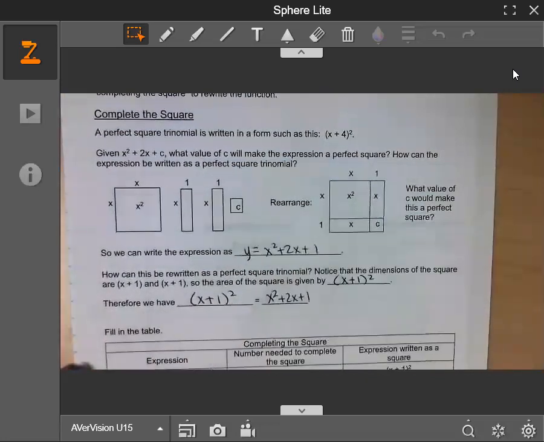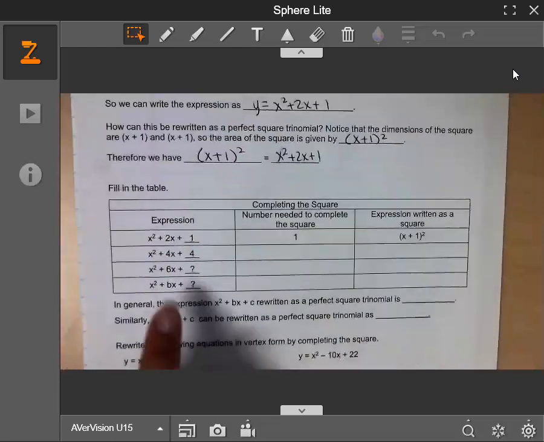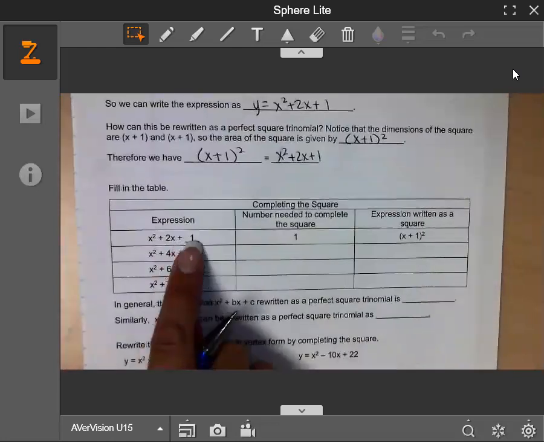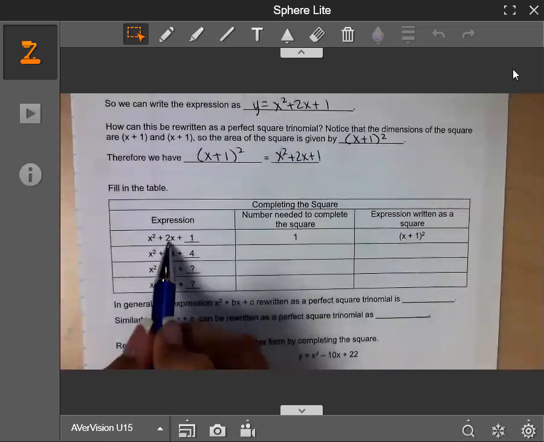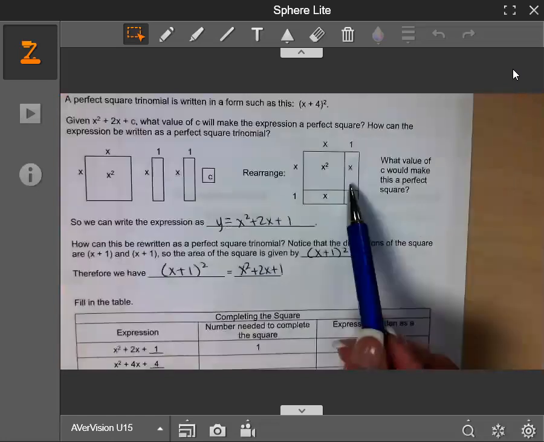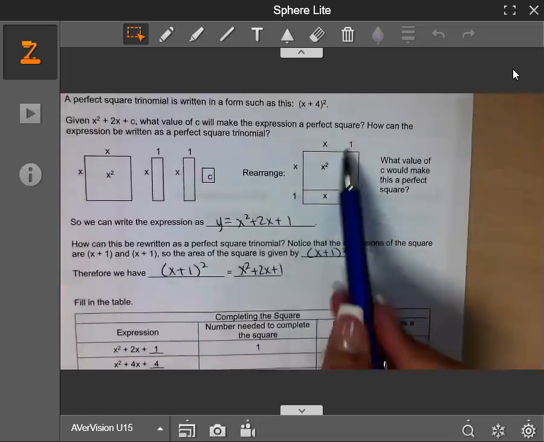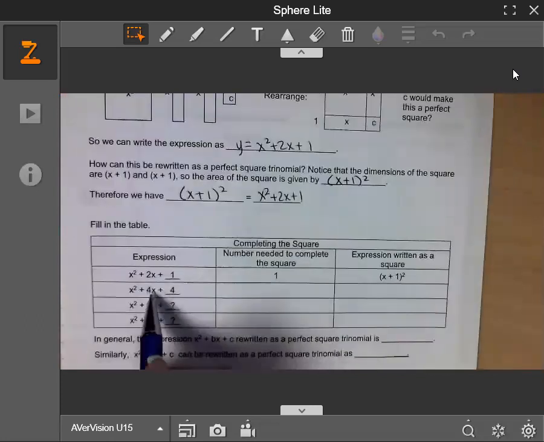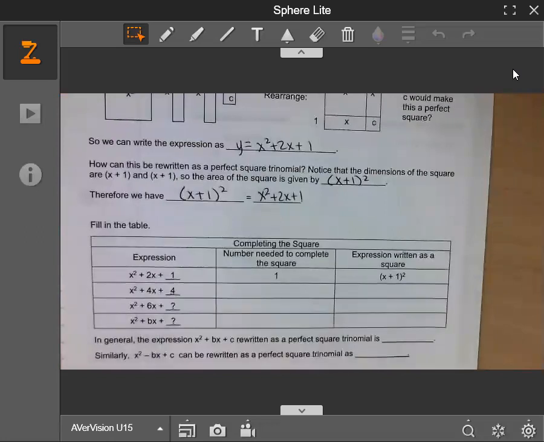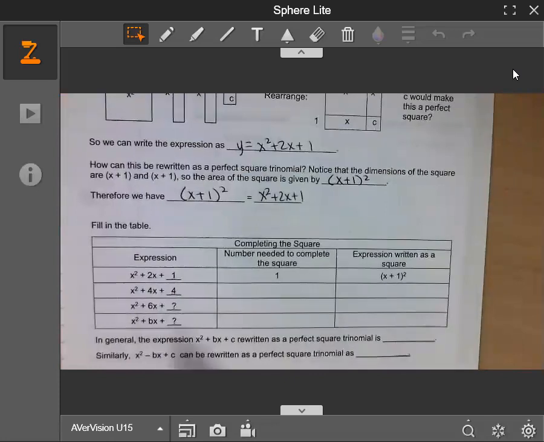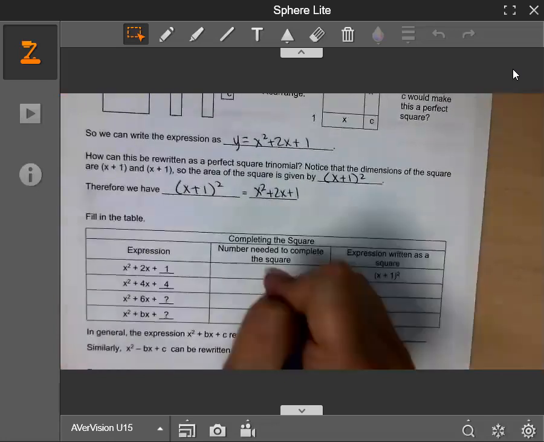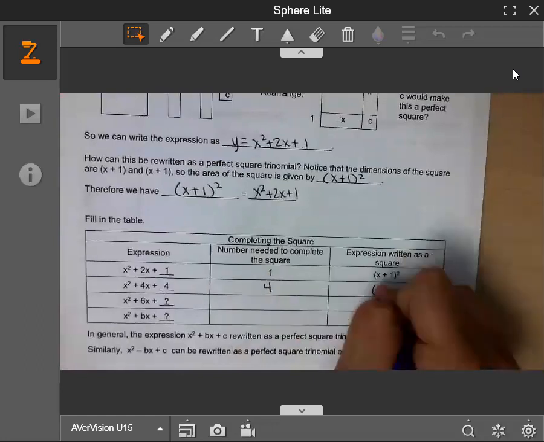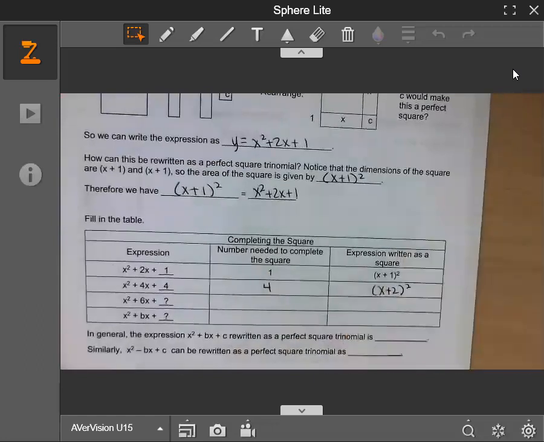All right, so to find the missing piece, and we just did that with this one, we took half of these and put them on one side and half on the other side to make this perfect square trinomial. And then when you multiplied whatever was there, that gave you that last value, the c value here. So for this middle one, if we took half of 4, that would be 2 on each side. And then when we multiplied 2 times 2, we got the 4. So our number needed to complete the square would be 4, and it would be x plus 2 squared, since we put 2 on each side.